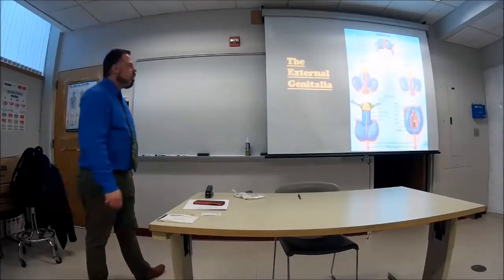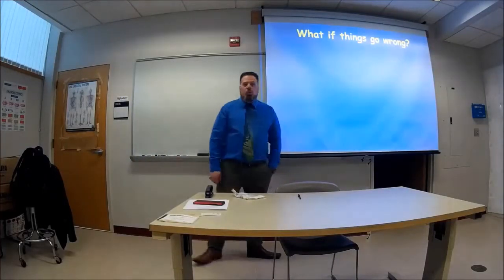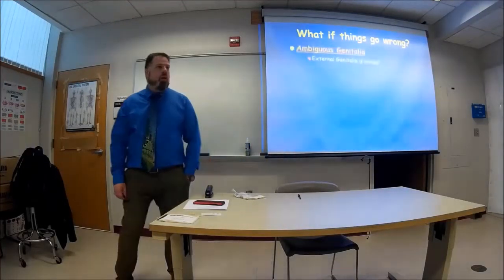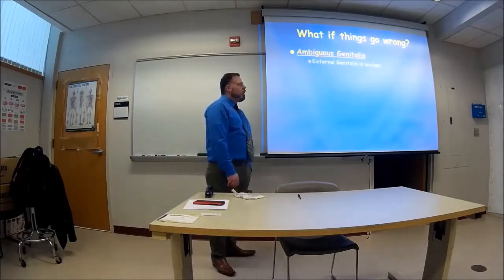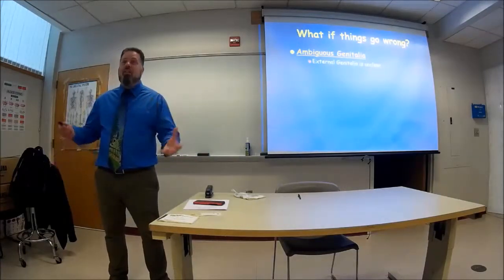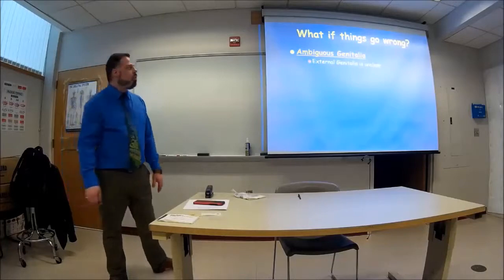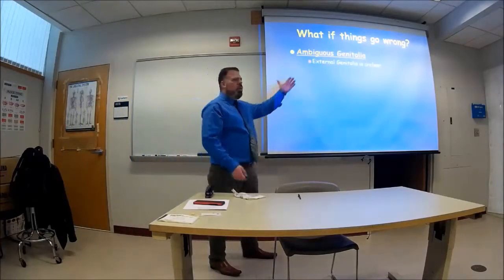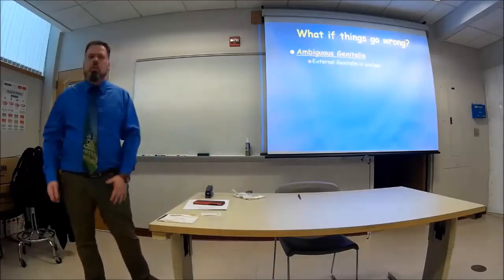Okay. Now, what if things go wrong? We could have ambiguous genitalia. The external genitalia is just unclear. Is it a male? Is it a female? We can't tell when the baby's born. It's not clear, so we say it's ambiguous, right? This isn't a medical term. Ambiguous just means we're unsure. We're unclear of what's going on.